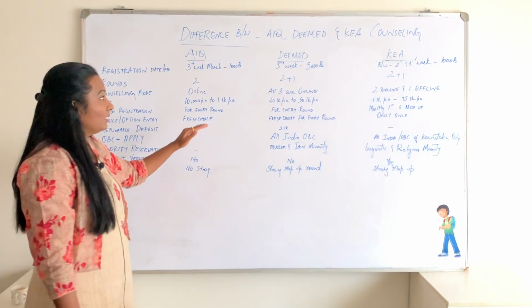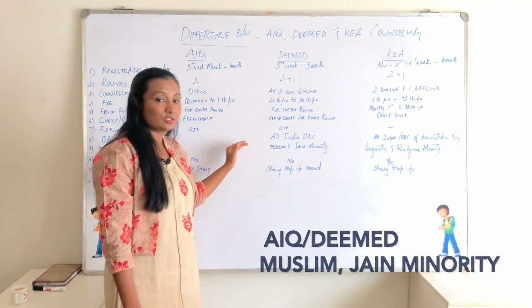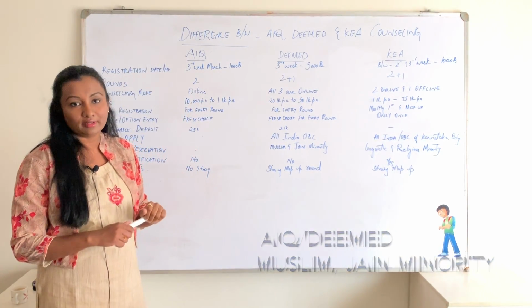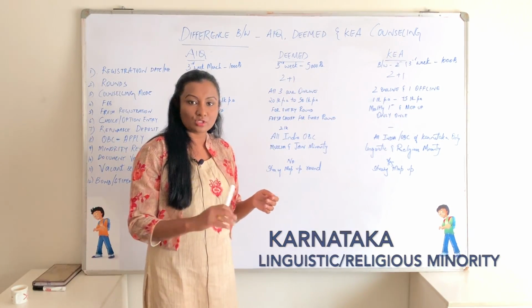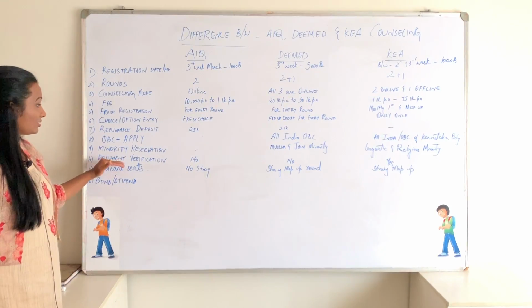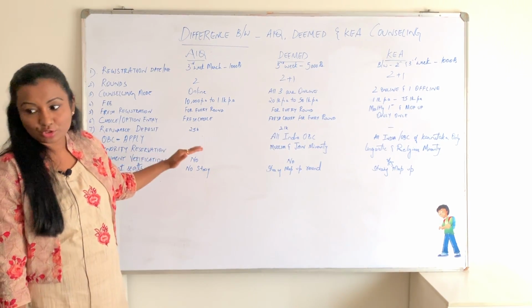Minority reservation. In MCC, for deemed universities, you have Muslim and Jain minority reservation. In Karnataka, you have linguistic and religious minority reservations. Now, this is what most of the students have issues in.